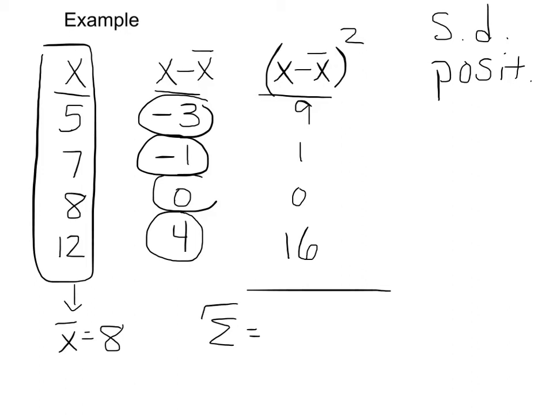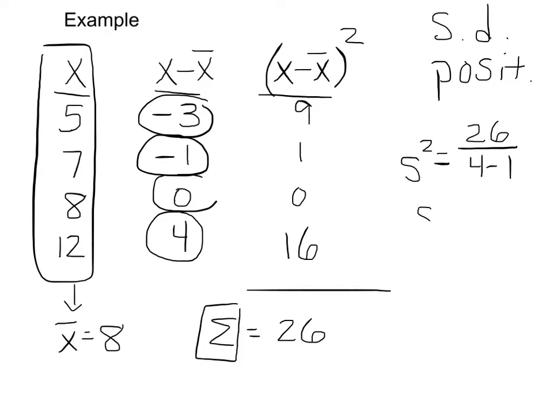So this symbol we said was the summation. It says add them up. 9 plus 1 plus 0 plus 16 is going to give me 26. So my variance is going to be the summation, so 26, over n minus 1. In this case, I have 1, 2, 3, 4 numbers. So 4 minus 1. So my variance is going to be 8.3 repeating.